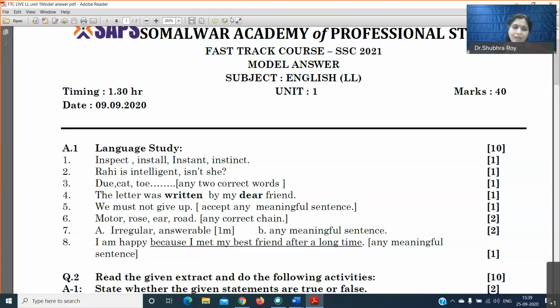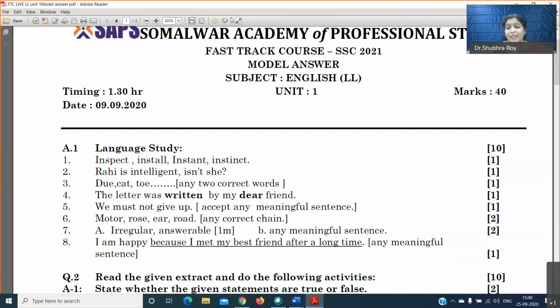Okay. Now, the last question in that activity 1 is add a clause. Add a clause is the sentence has to be meaningful, and you will always add a clause with a subordinator. Because is given. I am happy because. The answer is I am happy because I met my best friend after a long time. Not necessarily that you have to give the same clause. You can give any meaningful clause with because.